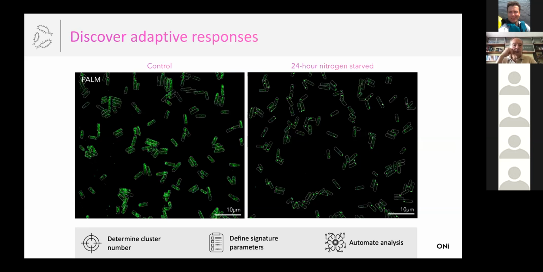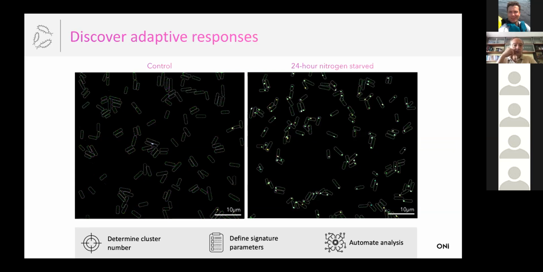So what we can do is we can start to consider the different area sizes, we can start to consider their densities and localization numbers. And once we have all these parameters, we can then quickly apply them across different data sets, because what we have is a defined signature that we can apply elsewhere.